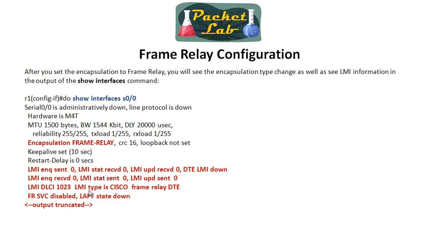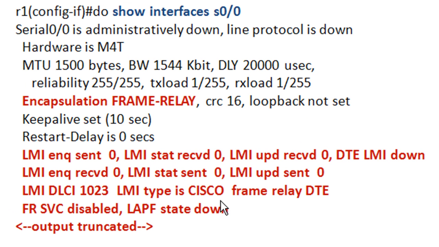The default LMI type on a Cisco device is going to be Cisco. Two important things about that. While that statement is technically true, it's not really operationally true, because although the default LMI type is going to be Cisco, by default Cisco actually uses a feature called LMI autosense. So there are three different types of LMI. There's Cisco, there's ANSI, and there's Q933A.